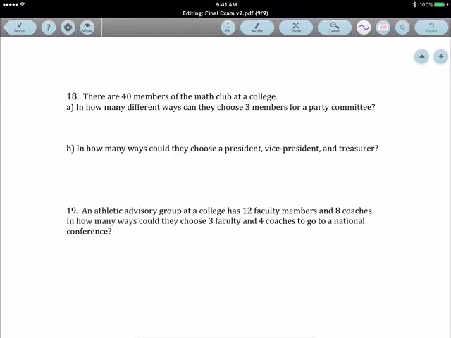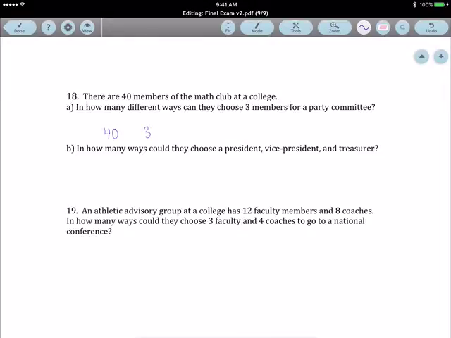So you want to make sure when you're looking at the counting problems from section 9.2, you know if it's a permutation problem or a combination problem. So remember, permutation problem means that order makes a difference, so that things are being picked in a particular order or for particular positions. Combination means that order or position does not matter. So let's say there's 40 members of the math club at a college, and you want to figure out how many different ways they can choose 3 members for a party committee. We've got 40 people, they're choosing 3 of them.